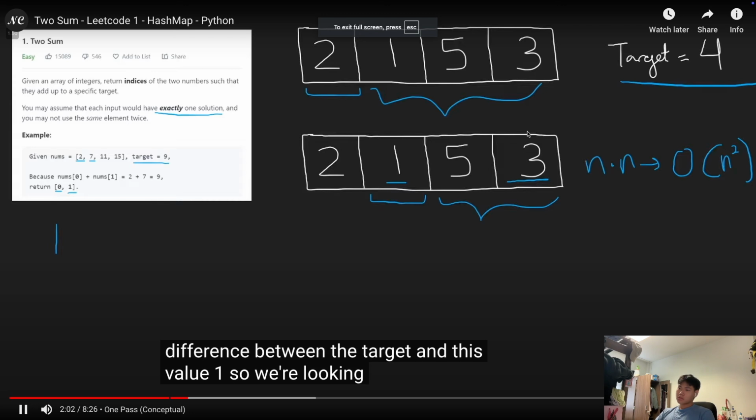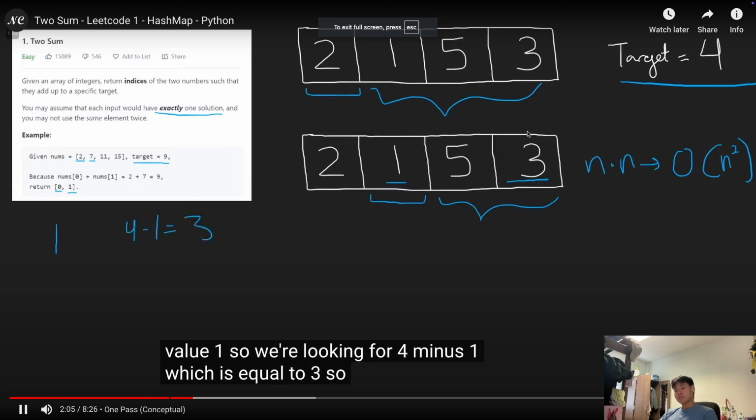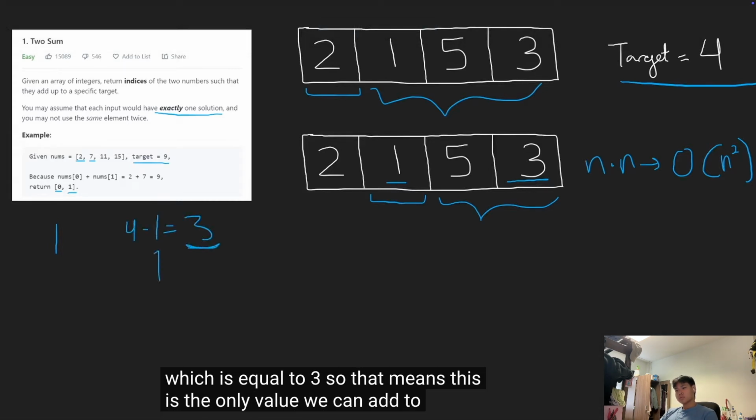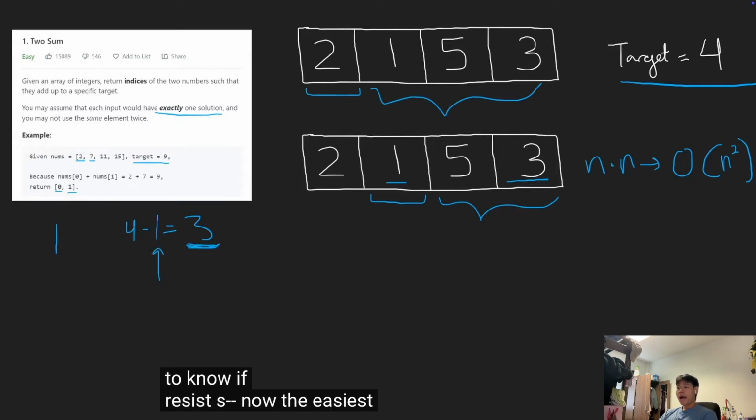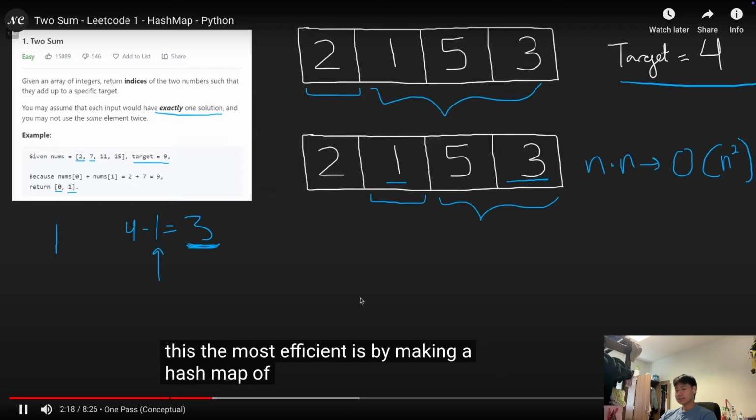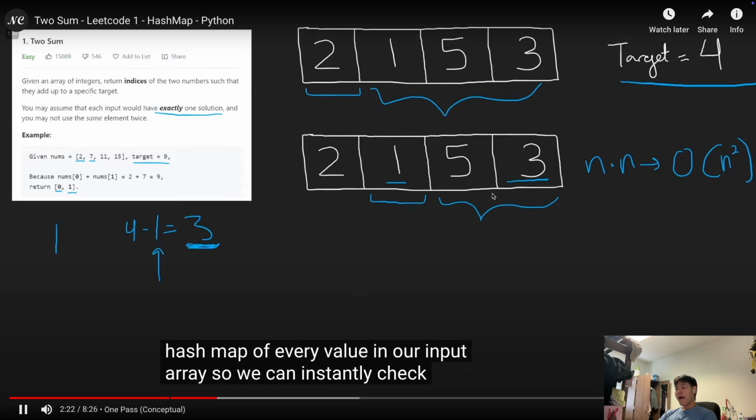This value 1. So we're looking for 4 minus 1, which is equal to 3. So that means this is the only value we can add to 1 that'll equal the target. So we don't have to check every number. We just want to know if 3 exists. Now, the easiest way we can do this, the most efficient, is by making a hash map of every value in our input array so we can instantly check if the value 3 exists.